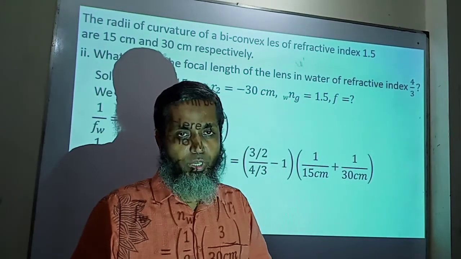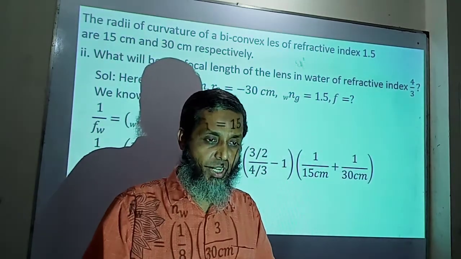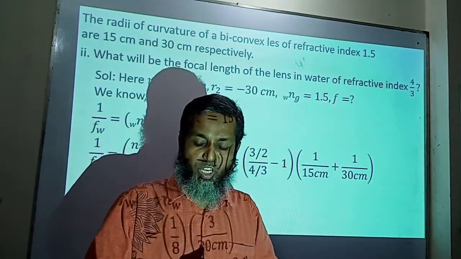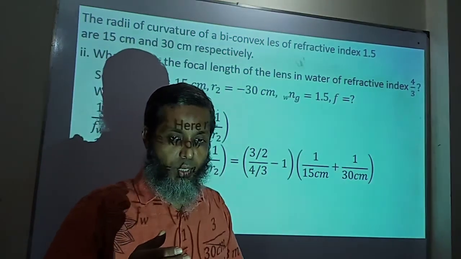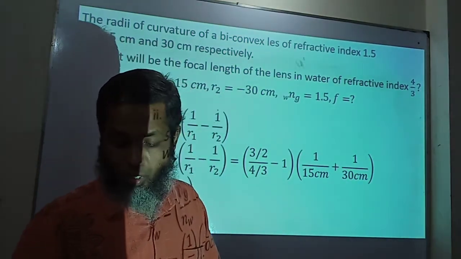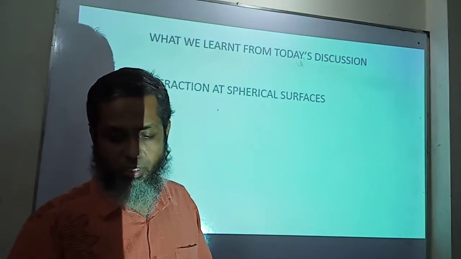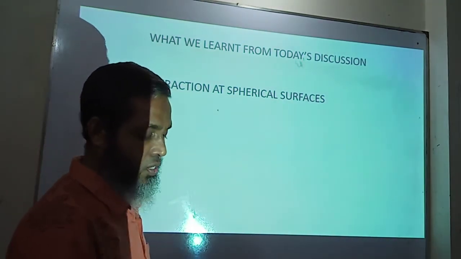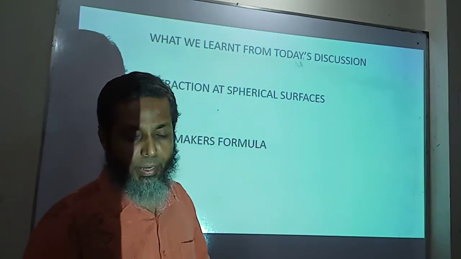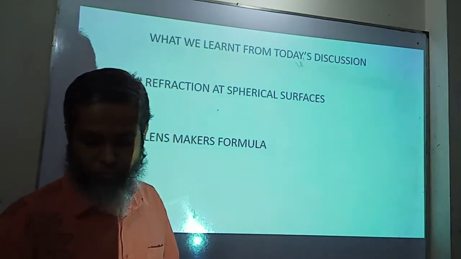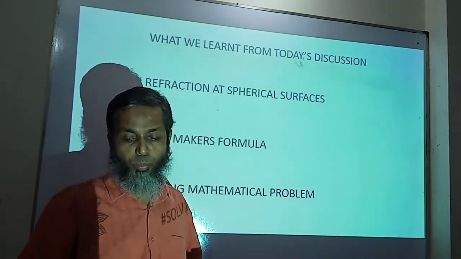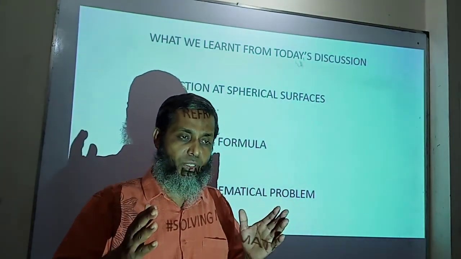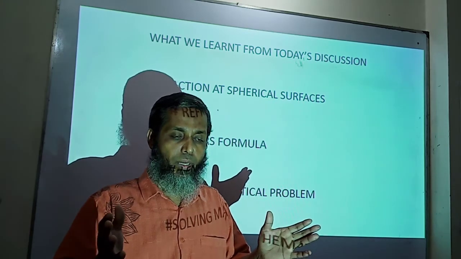So I think you understood the math, and by solving the mathematical problem you came to know the use of lens maker's formula. We are almost at the end of the class. Let us see what we learned in today's discussion: refraction at spherical surface, and then the lens maker's formula. We deduced the lens maker's formula and then solved a mathematical problem. I think that you understood the class well, and I am going to finish the class.